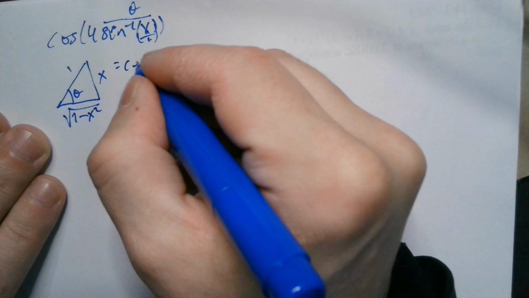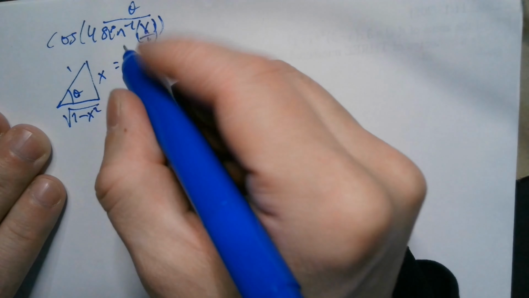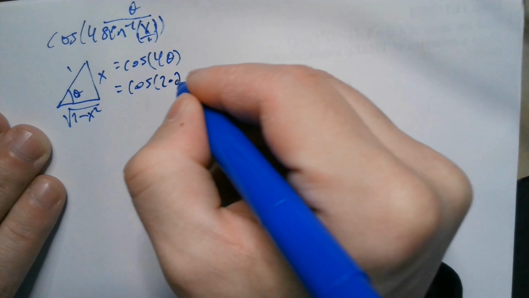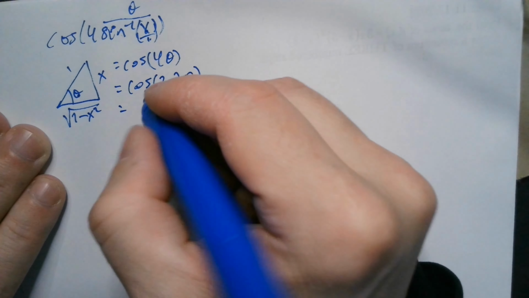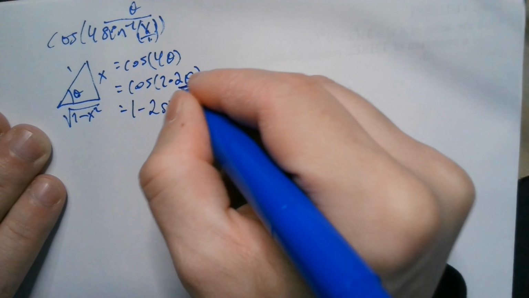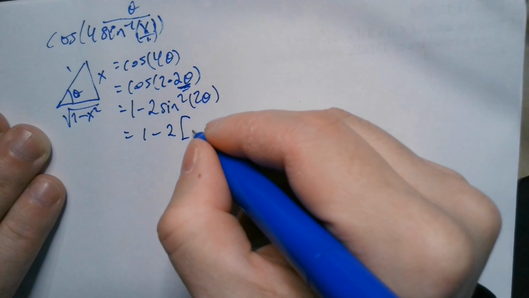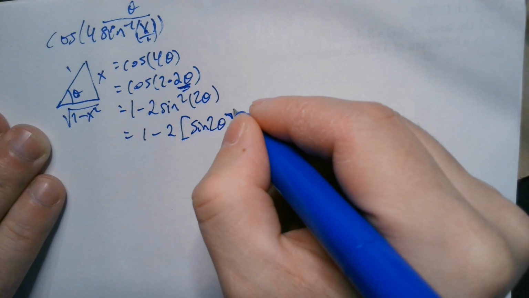So now we have cosine of 4 times theta. And remember again, theta is sine inverse of x over 1. So that's equivalent to cosine of 2 times 2 theta. There's an identity, whatever this angle is, 2 theta in this case, that says it's 1 minus 2 sine squared of whatever this angle is, which is 2 theta in this case. And then you have 1 minus 2. You can write this as follows, sine of 2 theta, that quantity squared.